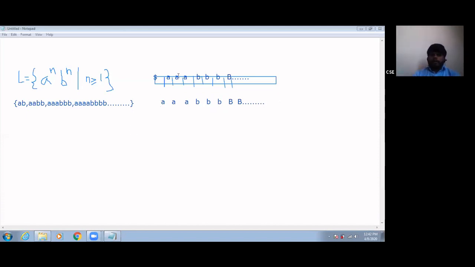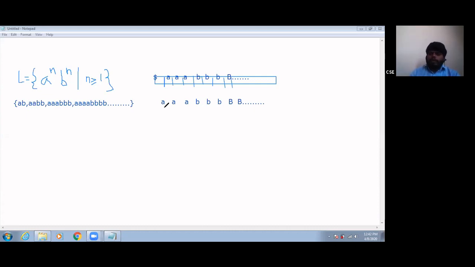My approach is very easy, a very simple approach, because you need to understand it here. If it is 1 A, I need to compare it with 1 B. 2 A's, I need to compare with 2 B's. 3 A's, I need to check with 3 B's. So my approach is very simple.